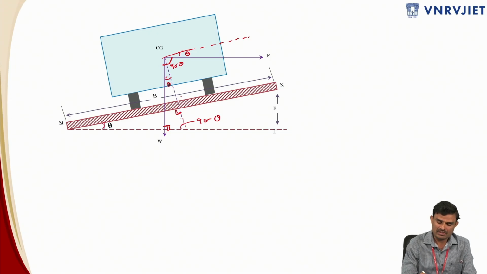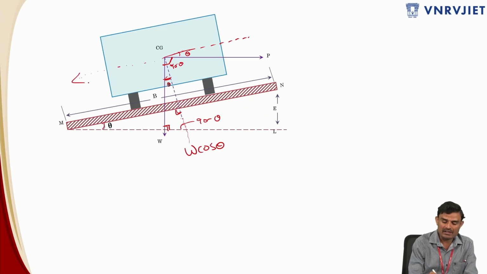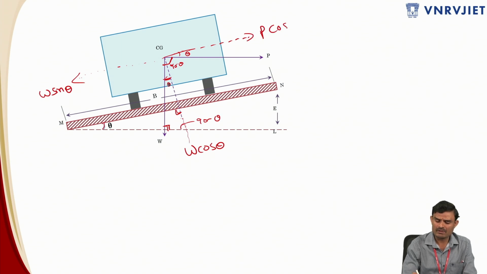Okay, now once you resolve these forces, this is the weight component, and it is having an angle theta. So this component of weight will be W cos theta. And the component of the weight which is acting along this plane in this direction is nothing but W sin theta. And this is the centrifugal force acting over here, separated by theta, so this will be P cos theta, and the component acting perpendicular to the plane of road is nothing but P sin theta.